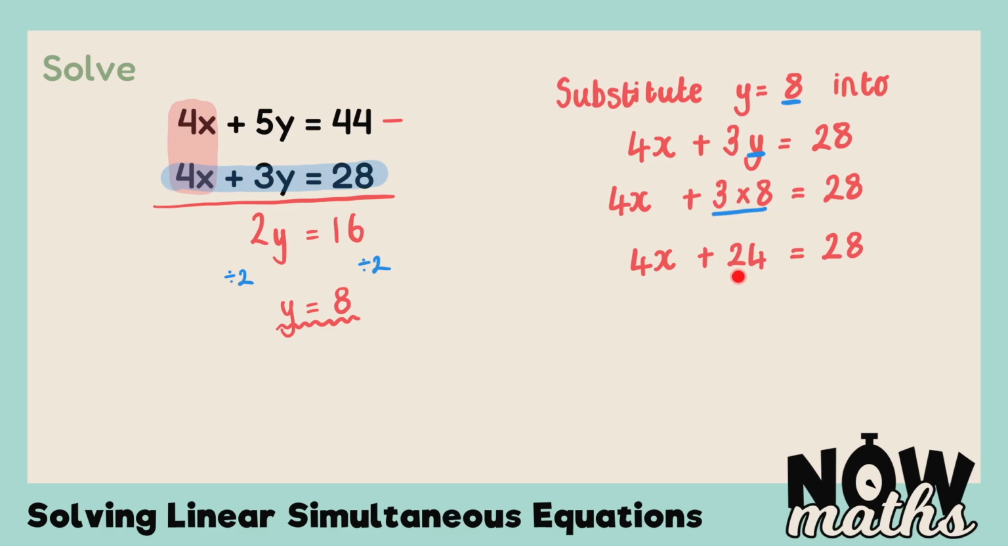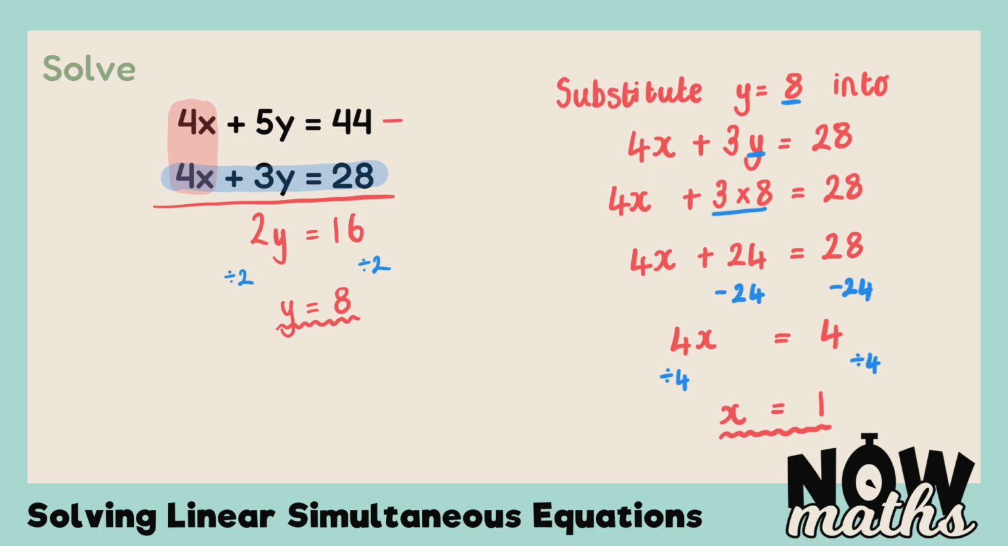So we're going to subtract the positive 24 from both sides, which should give us 4x on the left, and on the right, 28 subtract 24 is 4, and we're then going to divide by 4, which should give us x on the left, and on the right, 4 divided by 4 is 1. So we have an x solution of x equals 1.